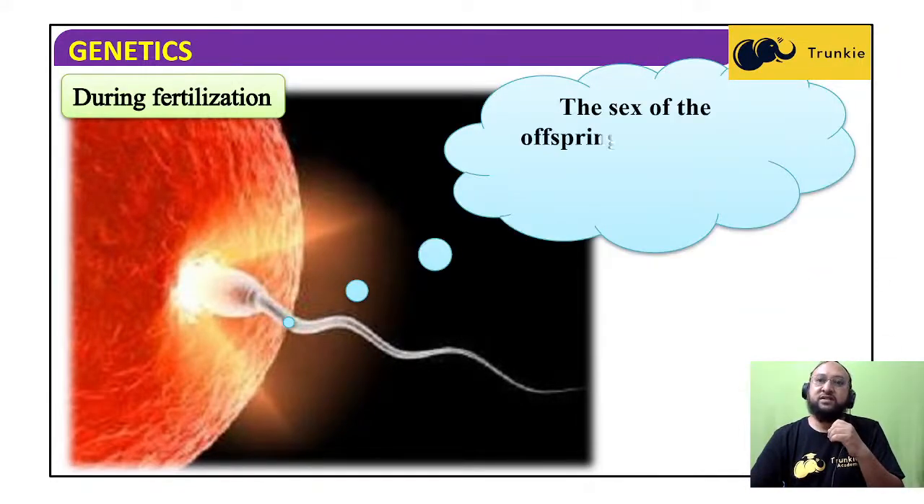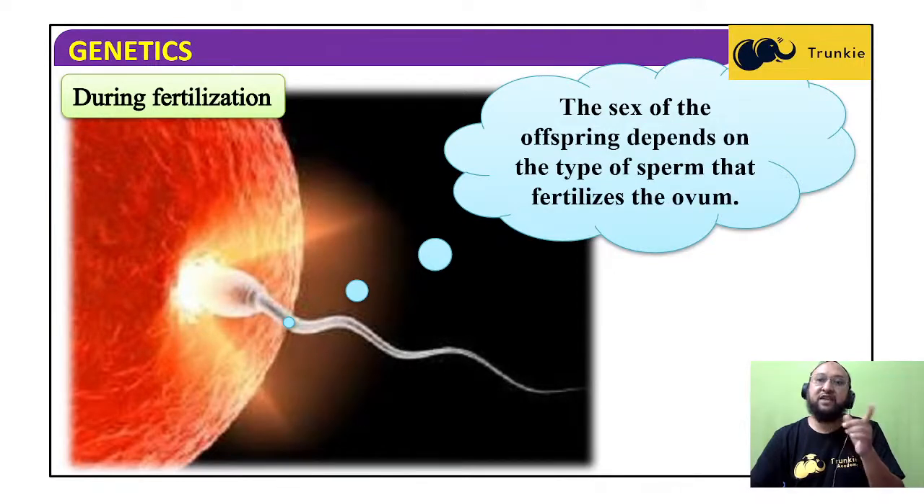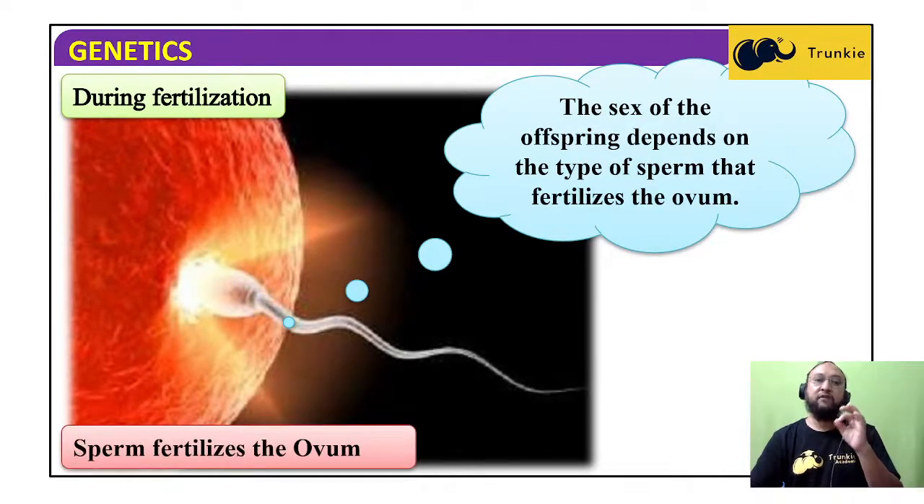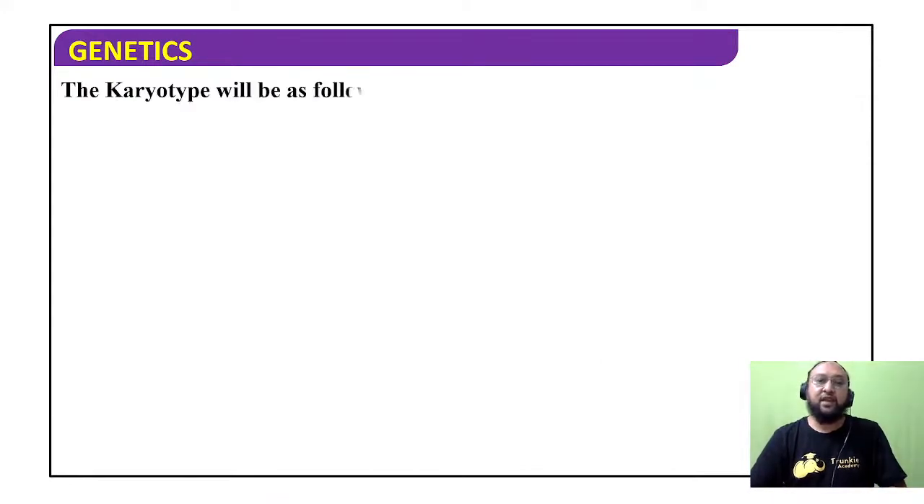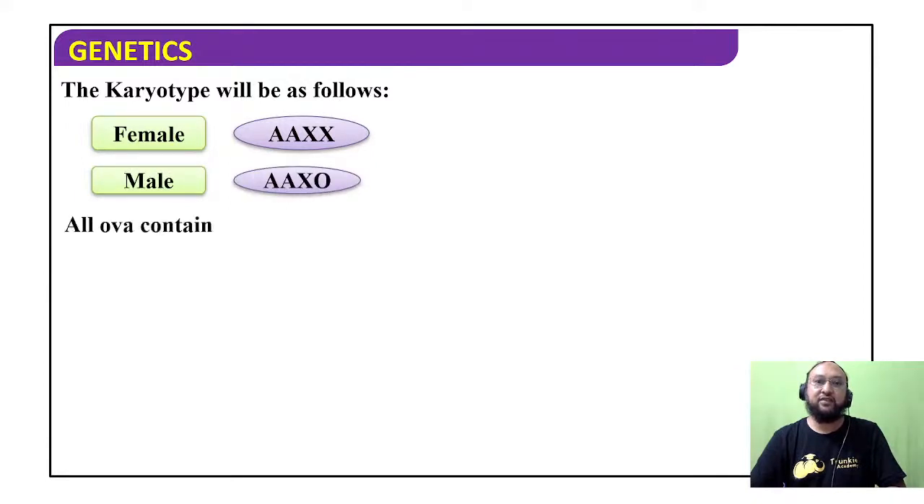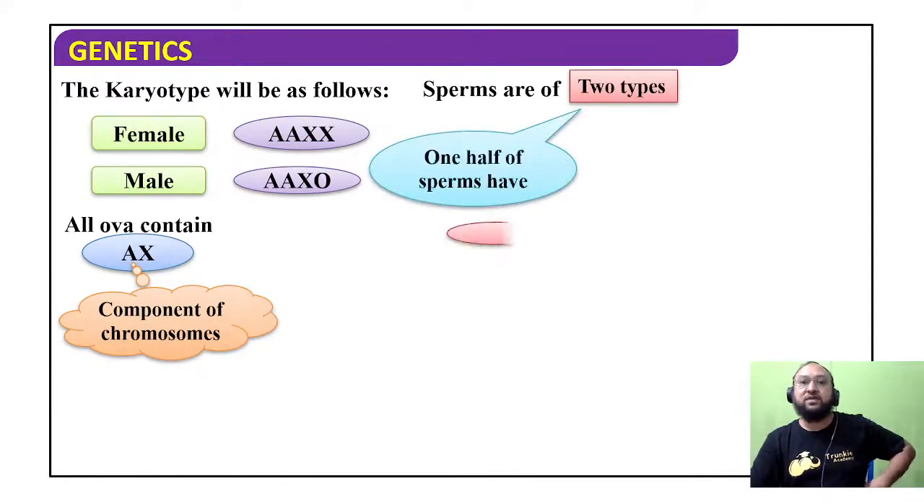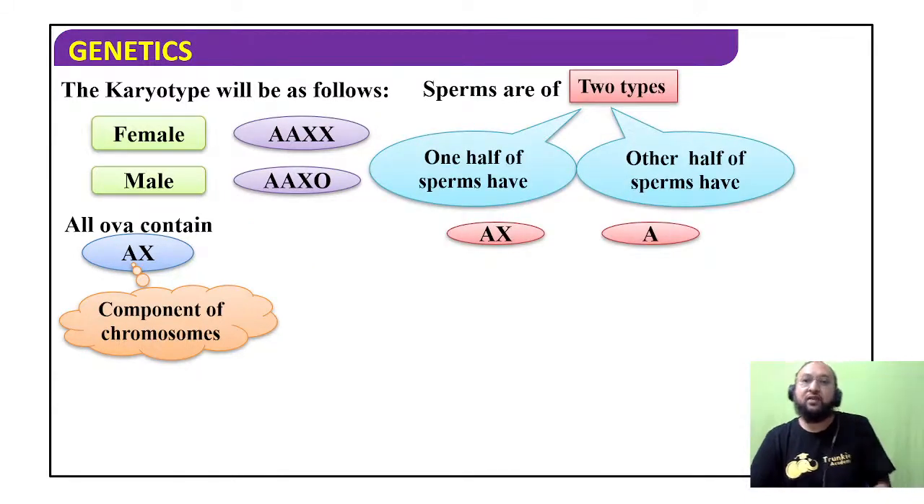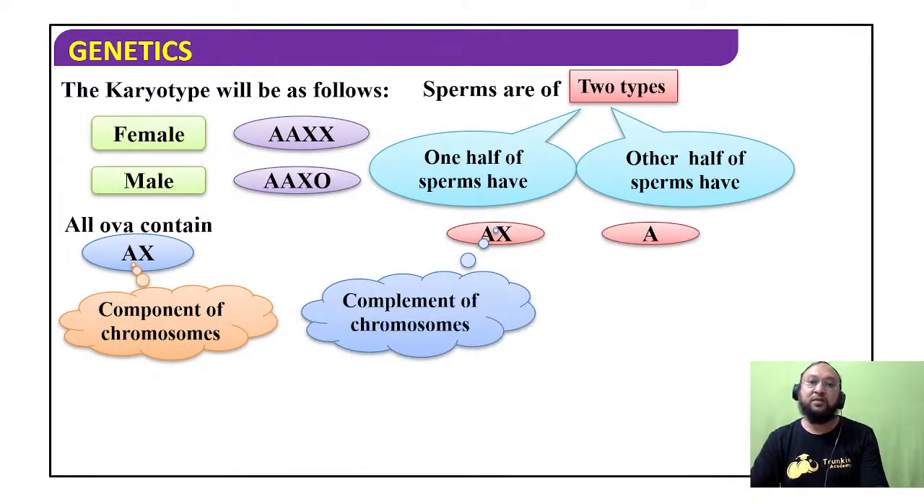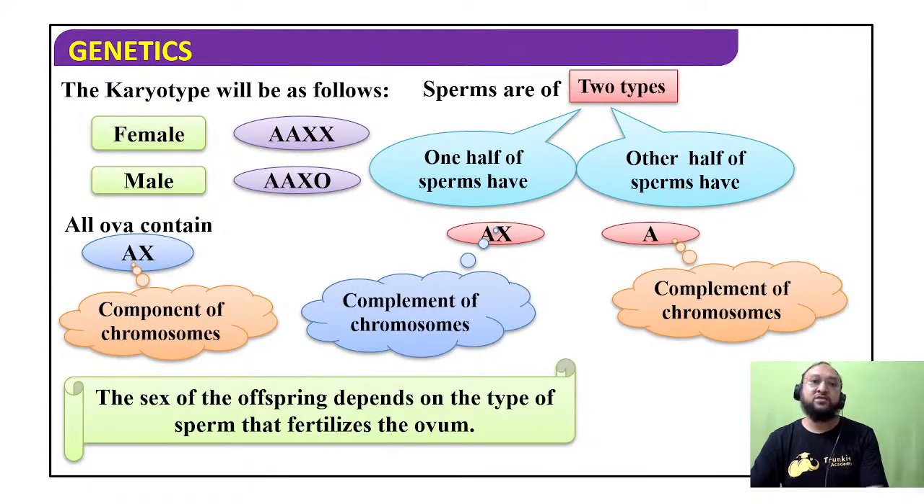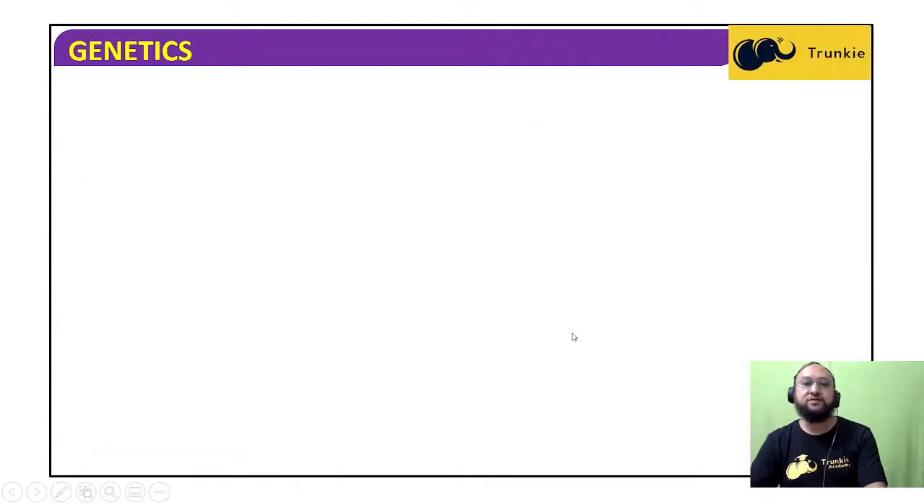During fertilization, the sex of the offspring depends on the type of sperm that fertilizes the ovum. I have already explained this. The karyotype will be as follows: female A plus XX, male A plus X0, and all ova contain A plus X. Sperms are of two types: one half will have A plus X and the other will have only A autosomes, 50% and 50%. So here it is not the Y chromosome but the X chromosome which decides the sex of the offspring or progeny.